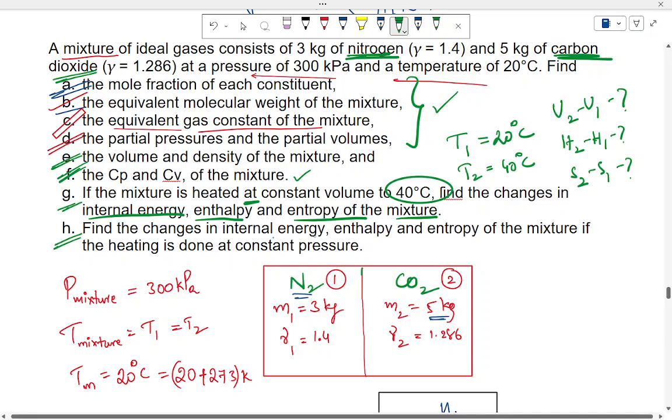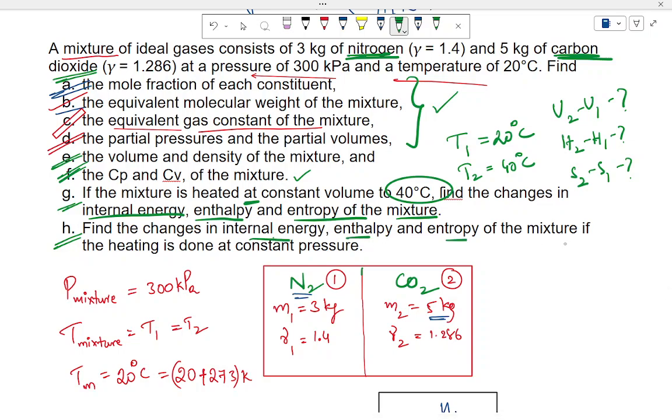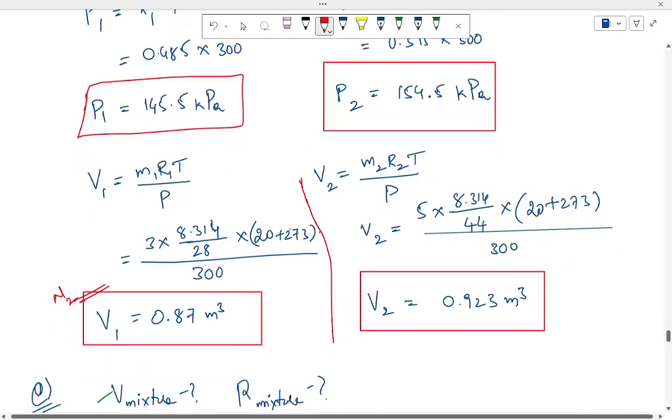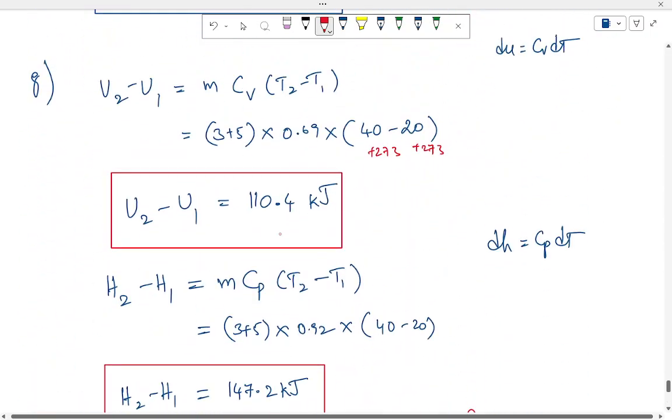Find the changes in internal energy, enthalpy, and entropy of the mixture if the heating is done at constant pressure. Okay. So the same question, the same T1 and T2, he is asking what will be the values of all the things if there is a constant pressure process. If there is an isobaric process, what will be the case he is asking. So in that case, your internal energy and enthalpy are going to be the same.